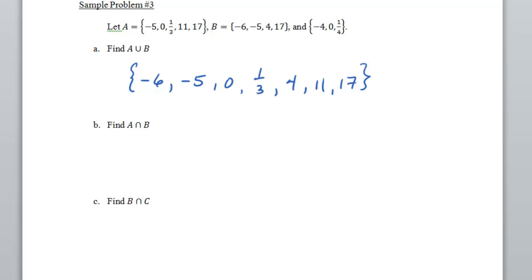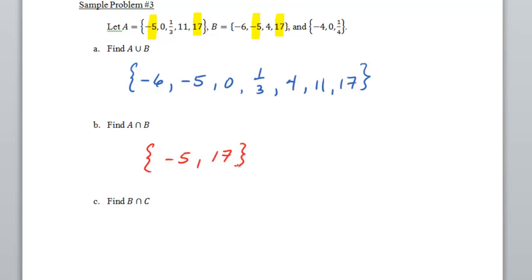Part B says to find the intersection of A and B, and so what we want to do at that point in the intersection is to find all of the terms that are the same. We kind of figured that out a little bit when we were writing the union, because we said we did not want to write the same parts twice, and so we just need to go find those parts again. If we recall, -5 was common on both sides and 17 was common on both sides, and so we would simply write that as a set with -5 and 17. That's the intersection of set A and set B.